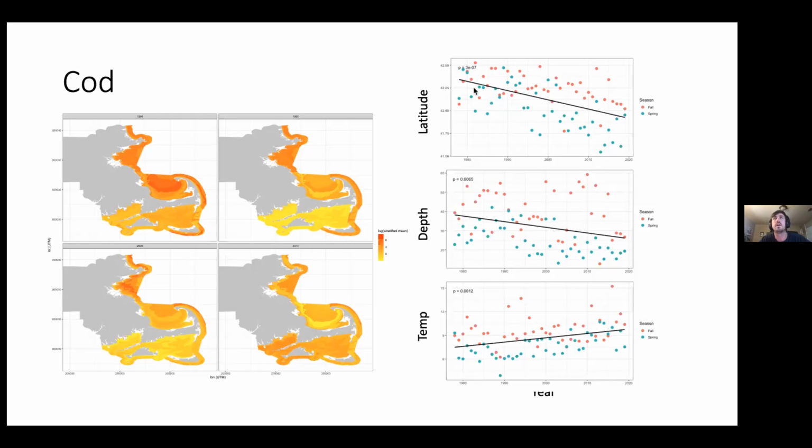So from this, again, these are just linear trends, but looking at cod, it looks like cod might be moving slightly south, or we might be catching them south in the survey. Their depth also looks like it's been decreasing here. So it looks like we're getting them at shallower depths. And then there's a slight temperature relationship here, that we might be catching them at warmer temperatures. And I should say these are significant.